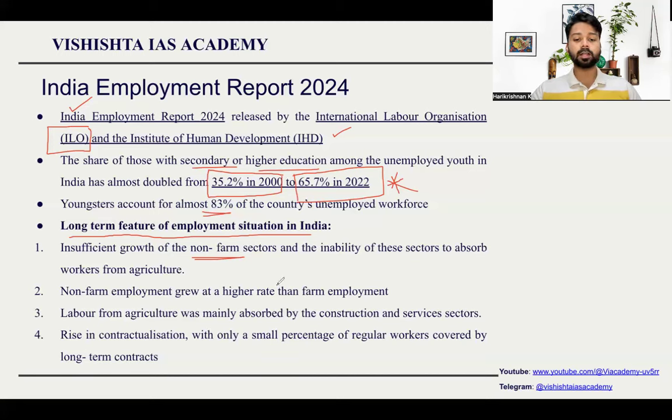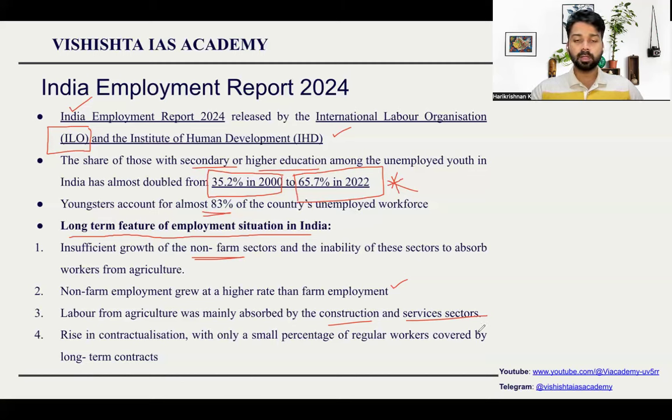Non-farm employment grew at a higher rate than farm employment. This is a well-known fact. Labor from agriculture was mainly absorbed by construction and service sectors. So this is again a point of concern because in the construction sector, the wages are very low, and people will not be in a position to earn the amount of money that is required to run a family. They will not be able to earn enough money to end up with a surplus by the end of the month. So that's a problem.